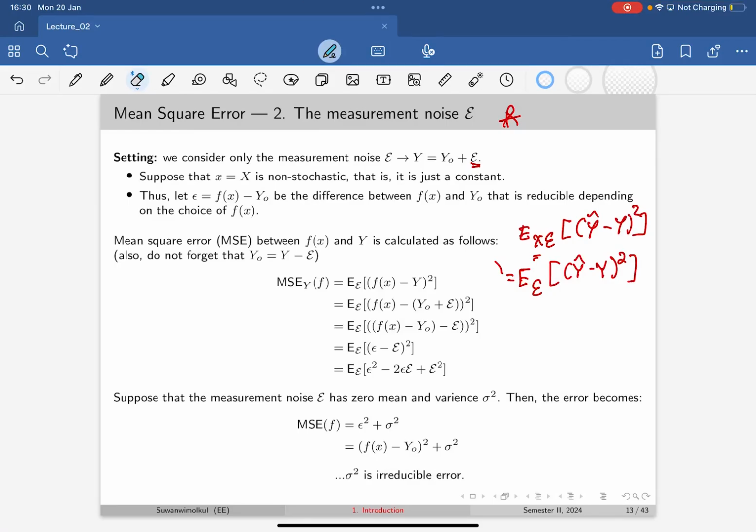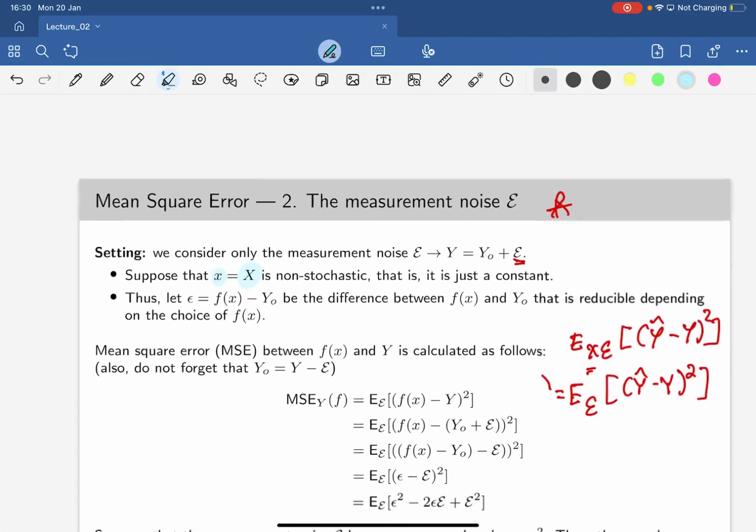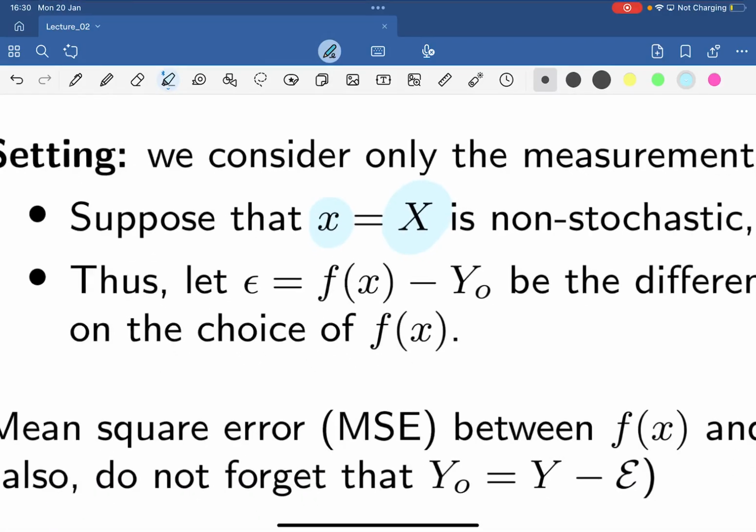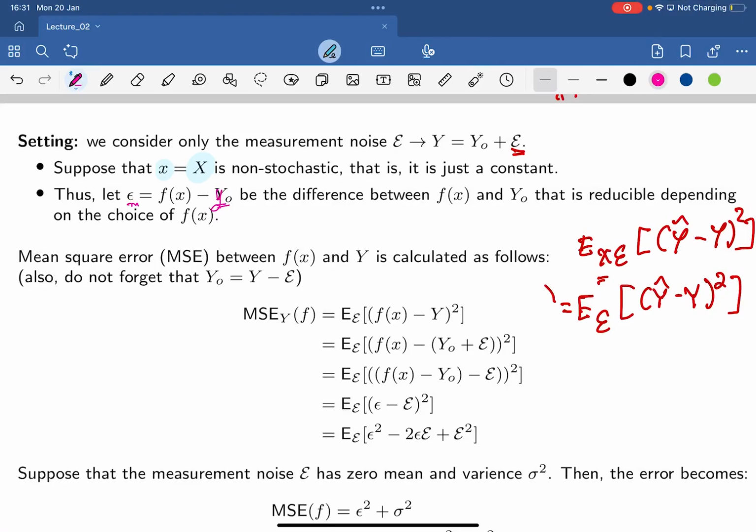To do that, if we consider it that way, we will just change our notation from x to just this small constant x. So it's just a scalar value. Then we say that we have this epsilon equal to fx minus the noiseless y, which should also be a constant y0 because it's a noiseless y. As I mentioned before, if our measurement has noise, there's no way for us to go about it but to compare the performance of our model with that noisy reference. So our reference will be y. But if we know what the noise is, then we can decompose this y into y0, our noiseless reference, plus the measurement noise.